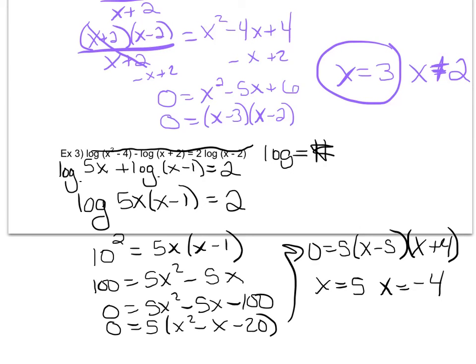The last thing to do is check those. If I plug 5 into my original problem, yep, that's bigger than 0. Yep, that's bigger than 0. If I plug negative 4 in, nope, that's not bigger than 0. Therefore, x does not equal negative 4, and it only equals 5.